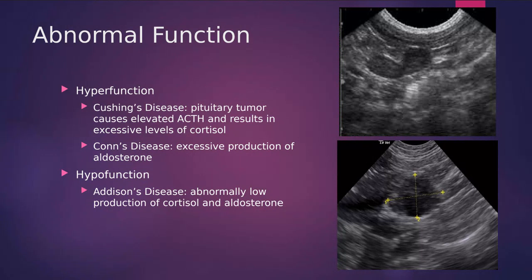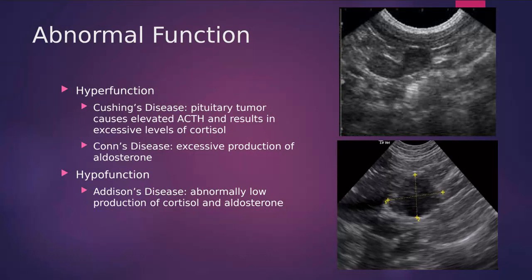Now, Conn's disease is going to be the excessive proliferation and production of aldosterone. So that's going to be more closely related to the adrenal gland itself. So the adrenal gland itself is just producing too much aldosterone. Whereas in Cushing's disease, there's a pituitary tumor that is resulting in higher levels of ACTH. Therefore, that's tricking the adrenal gland to think that it needs to produce more cortisol.